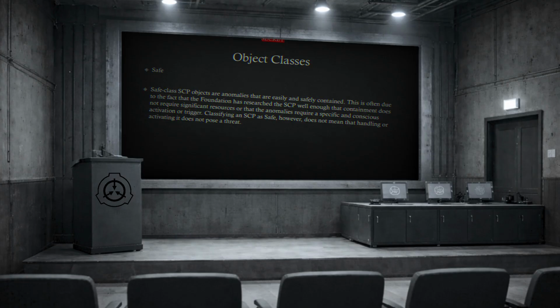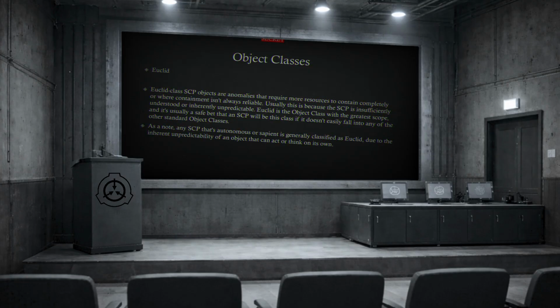Moving forward with Euclid. Euclid class SCP object are anomalies that require more resources to contain completely, or where containment isn't always reliable. Usually this is because the SCP is insufficiently understood, or inherently unpredictable. Euclid is the object class with the greatest scope, and it's usually a safe bet that an SCP will be this class if it doesn't easily fall into any of the other standard object classes. As a note, any SCP that's autonomous or sapient is generally considered as Euclid, due to the inherent unpredictability of an object that can act or think on its own.